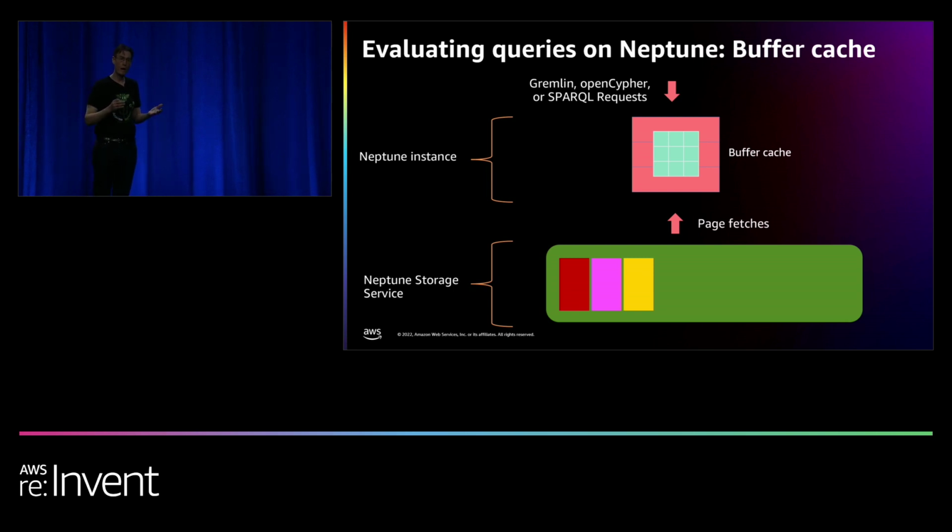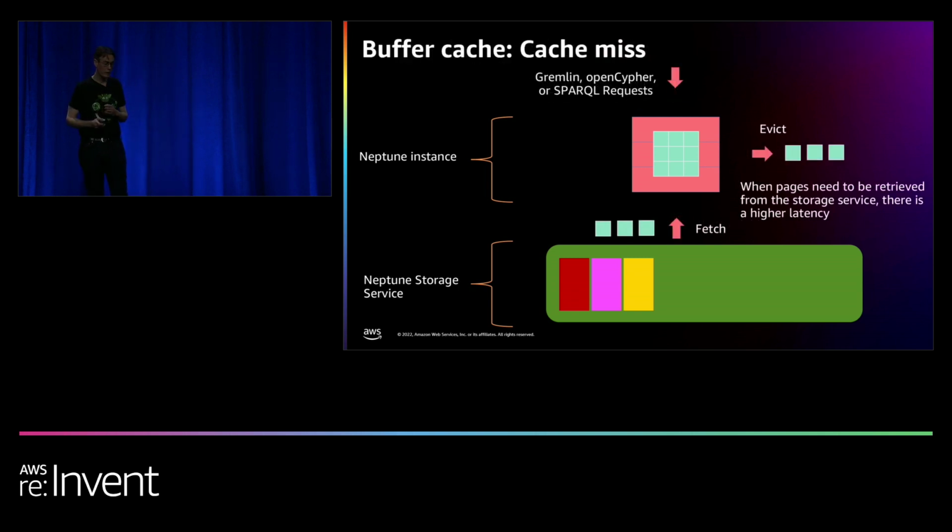One of the things that we have in the instances is a buffer cache. A buffer cache is a part of RAM in the instance that stores the pages of your graph data from the storage layer. And as you execute queries, those pages are read into the buffer cache and used to evaluate them. If you execute a query and you have a cache miss, that means that to give you an answer, we need to read that page from the storage layer, which has a cost of latency. So you're going to see increased latency.